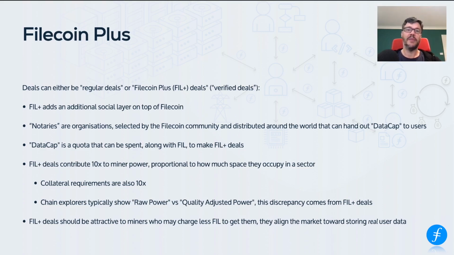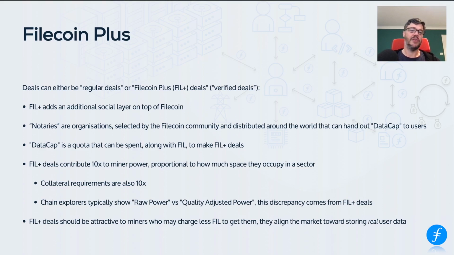So committed capacity and regular deals in sectors commit the same amount of power. But if you have Filecoin Plus deals in your sectors, then they will contribute proportionately to the power of your miner. So if all of your sectors are full of Filecoin Plus, then you need 10 times fewer sectors to have the same amount of power as somebody who doesn't have any. Unfortunately, collateral requirements are also 10x, so it does cost a lot also to get these sectors sealed. But again, these are all incentives.